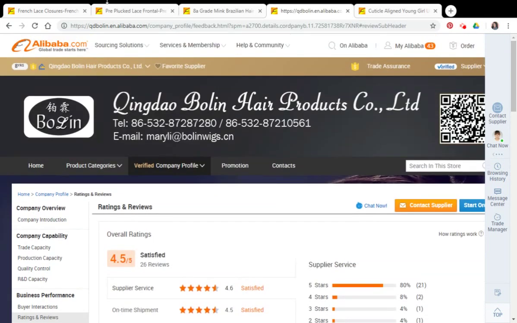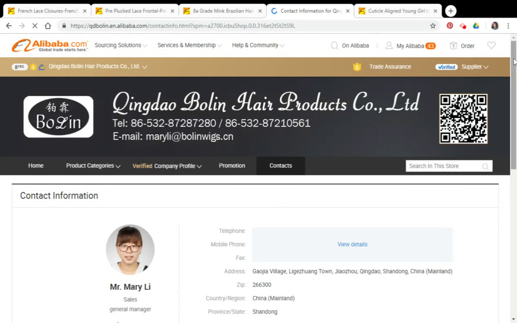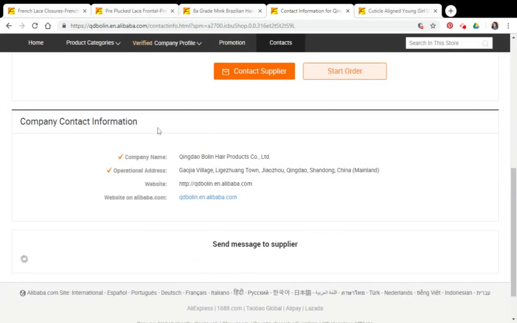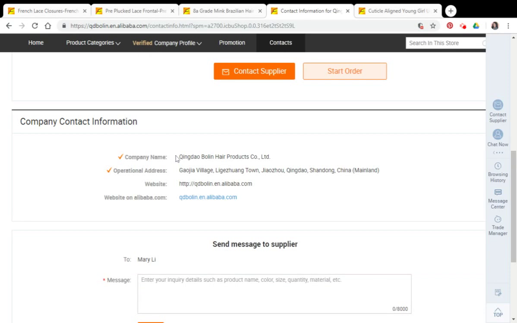So you would go to the contacts. So this will be your potential, if you were looking for frontals or whatever, you would go to contacts and, like I said, you would copy and paste this and put it on your list as a potential frontal or closure vendor. So the goal is to find at least 5 vendors on Alibaba.com that fit the vetting criteria, at least 90% of the vetting criteria.